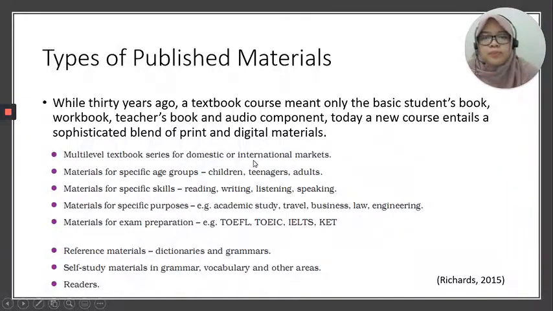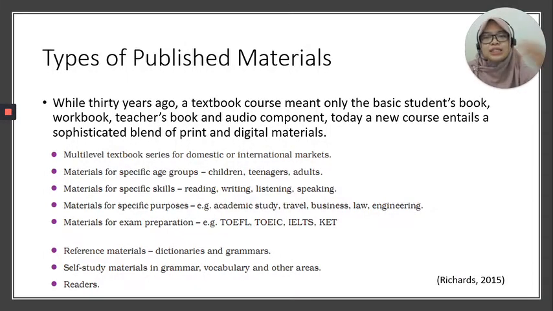Multi-level textbook series. There are so many kinds of textbooks out there. For general English, for example, some books already provide levels, like beginner, intermediate, and also advanced. The one that I gave to you, Interchange, I forget, I think it is at the intermediate or advanced level. But that is absolutely not for beginners.